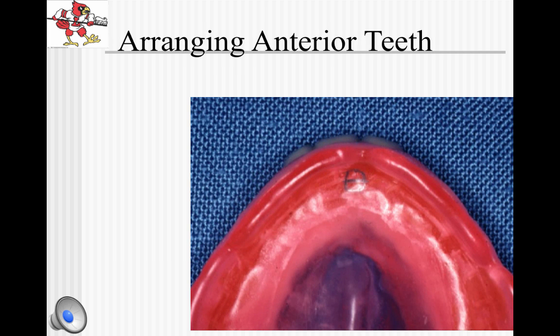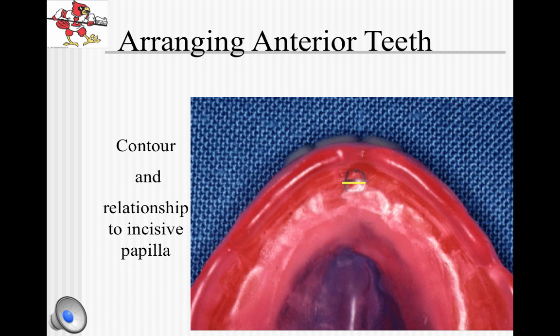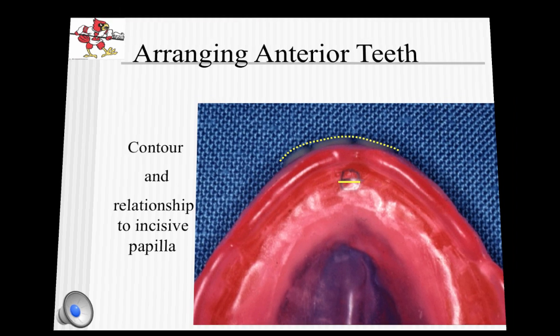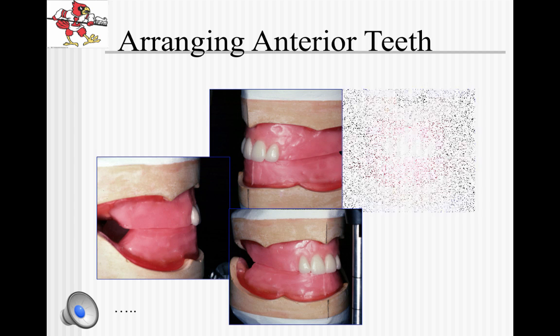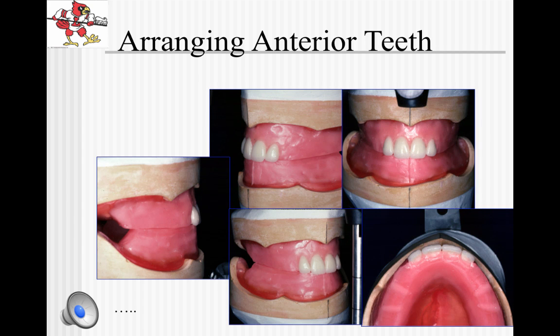On this slide, notice how the facial surfaces follow the arch form of the ridge and the contour of the wax rim. The arch form follows the arc of a circle.